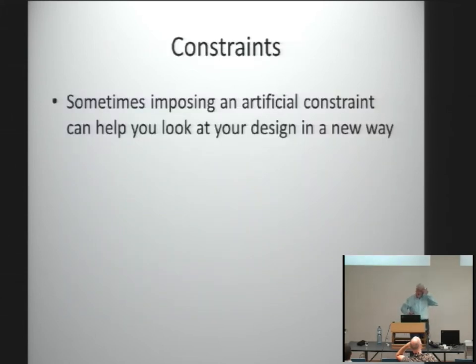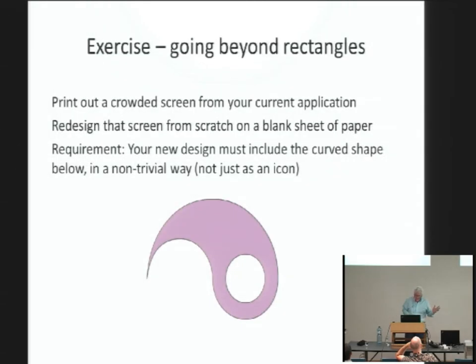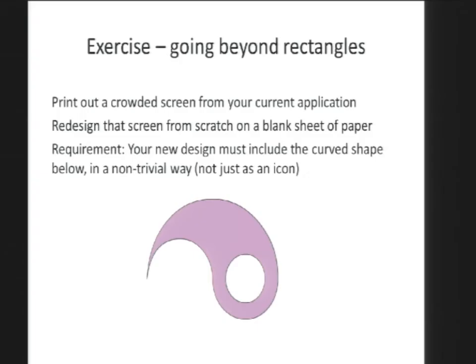Also, you want to do some constraints. You want to force yourself to look at design in a completely new way by saying, I'm not going to do it the old way. An example of a constraint that I use in my class is to say, let's look at the last screen you worked on. Please sketch it out. Now redesign it. And you must incorporate this curved shape in the design in a non-trivial way. It can't just be an icon on a button. And now that you're forcing people to look at it differently, they will come up with more ideas.